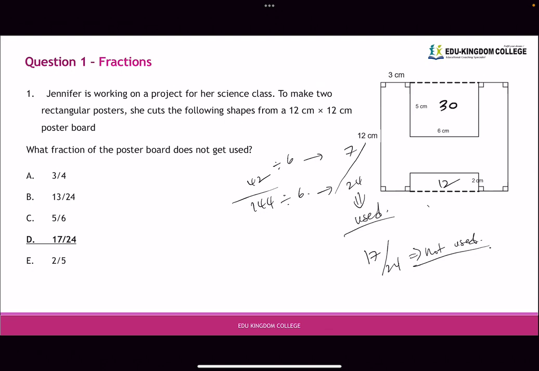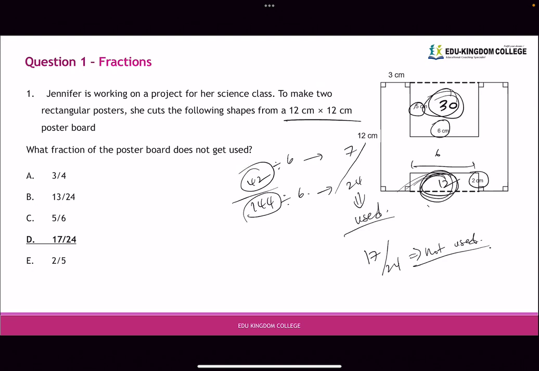So we have a cardboard square that's 12 by 12, and we're trying to cut out 2 boards from it. One's 5 by 6, and then one's going to be 6 by 2, which is 12. So one's going to be 30, one's going to be 12. 12 times 12 is what? 12 times 12 is 144. So the total is going to be 144. The amount we use is going to be 42.